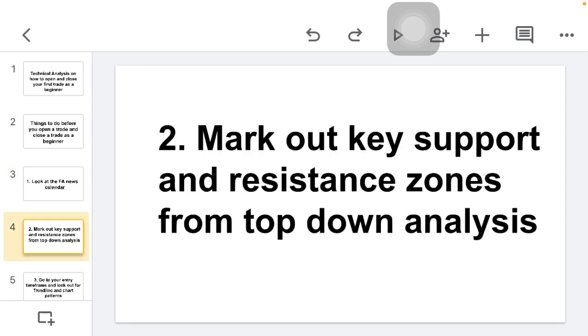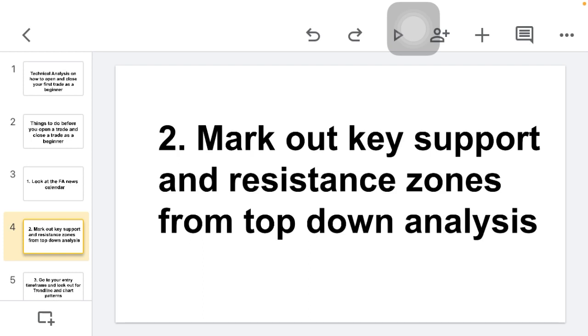Now, the second thing that you need to do is mark out key support and resistance zones from top-down analysis. PWO Forex Academy students, you know what I am talking about. You know what support and resistance zones are. You know what support and resistance are on your chart. You can draw them. I have taught you how to draw them, so you know what they are. So that is the second thing you need to do: mark out key support and resistance zones from top-down analysis.